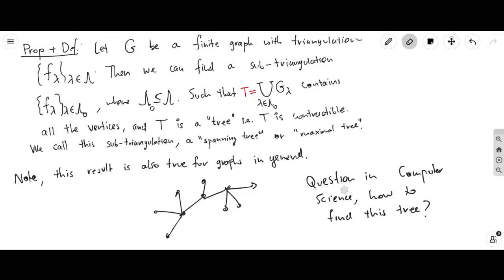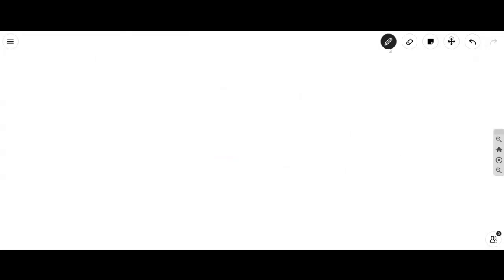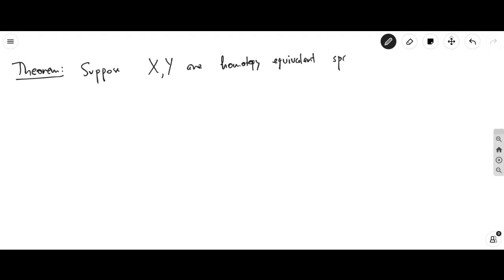Now, I'd like to mention a theorem about the fundamental group that we've not used before, but it's going to be very useful in calculating the fundamental group of a graph. So here is a theorem. Suppose X and Y are topological spaces that are homotopy equivalent spaces. Let me quickly remind you what that means.